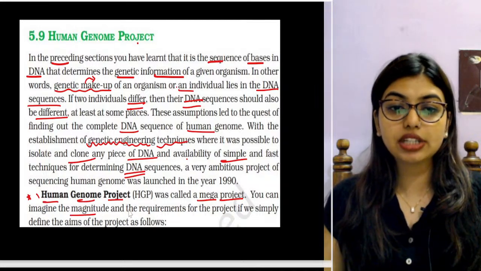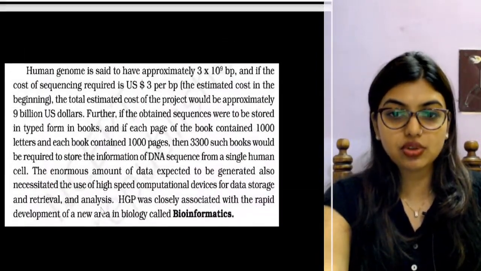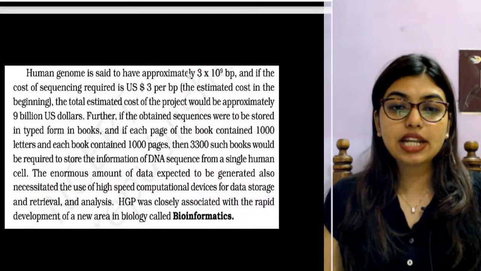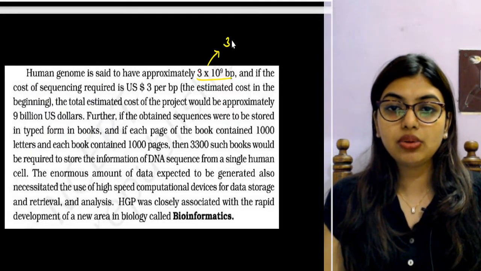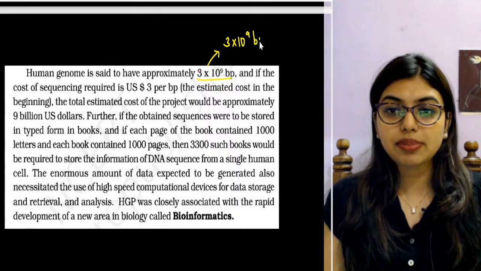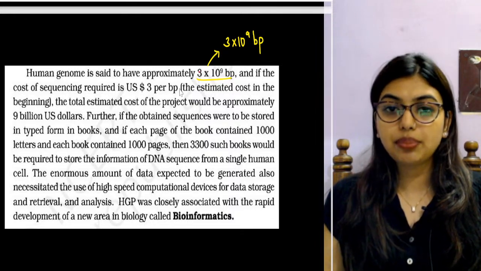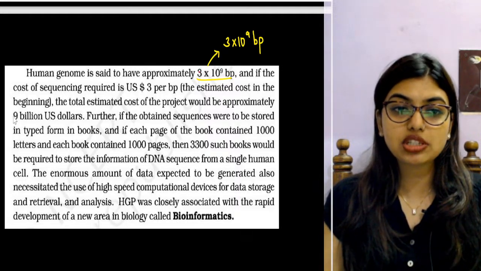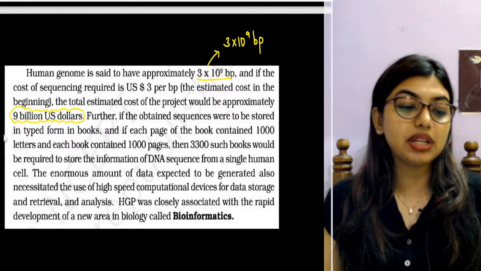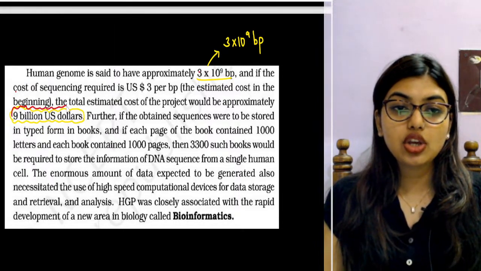You can imagine the magnitude and the requirement for the project if we simply define the aims of the project as follows. So look here. The human genome is said to have approximately 3 into 10 to the power 9 base pairs. If the cost of sequencing required is $3 per base pair, the cost estimated in the beginning, the total estimated cost of the project would be approximately 9 billion US dollars. Students, US dollars 9 billion. You can convert it into Indian currency and check how much it is. It is going to be a lot, right?